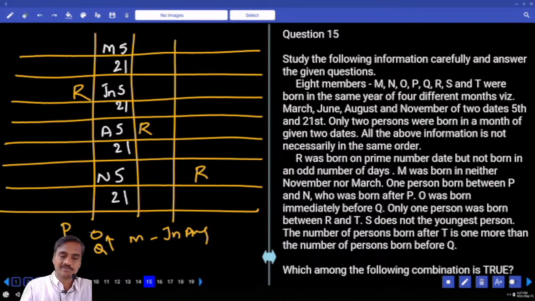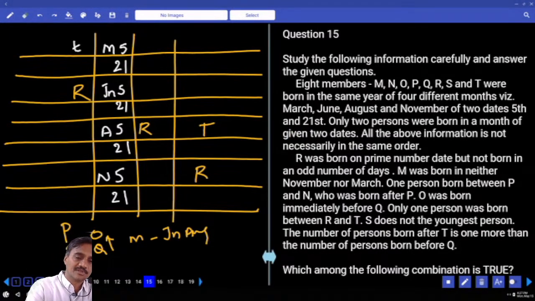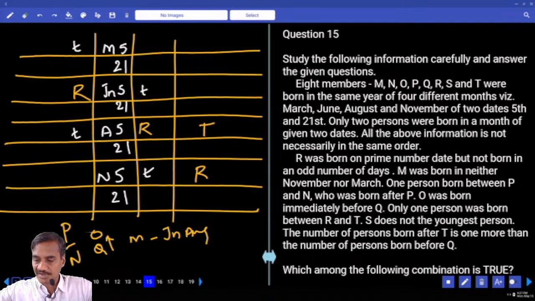And only one person between R and T. Now in between R and T there must be exactly one person. Here in this case T is here. Now in the remaining cases there are 2 persons between these two. T can be here or T can be here. Now here also T can be at any one of these two. There is only one person between R and T.